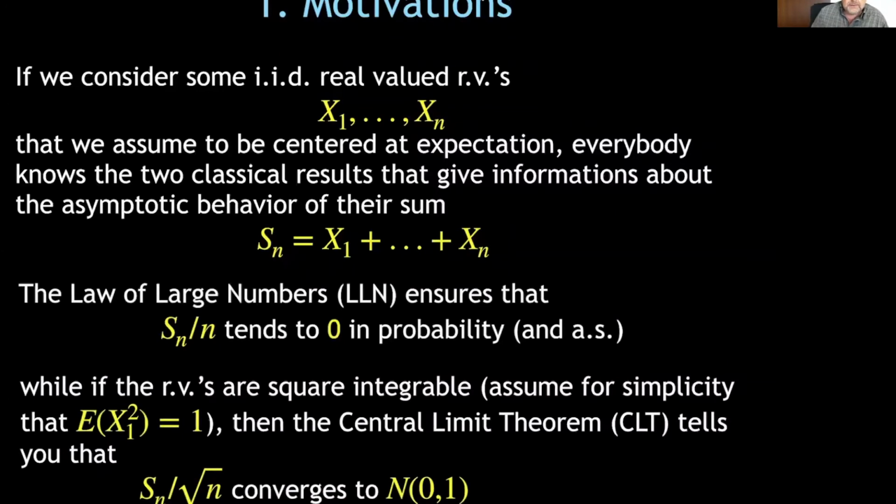And if the random variables are known to be square integrable, let us standardize them. Let us assume that the variance is equal to 1. Then the central limit theorem tells you that Sn over root n converges to a standard normal distribution.